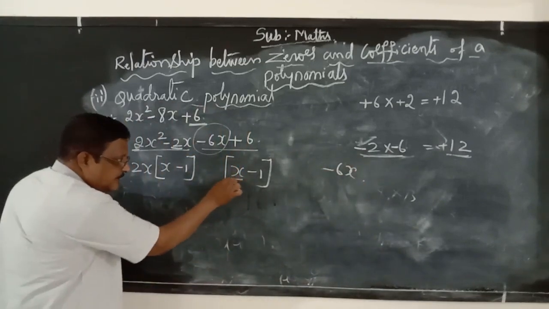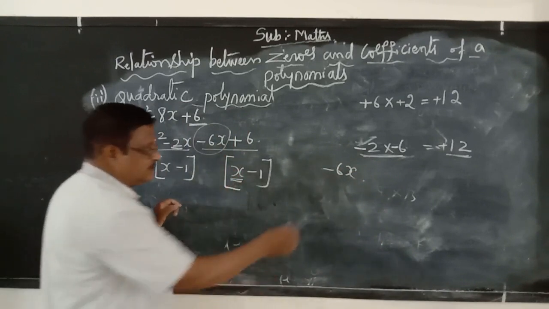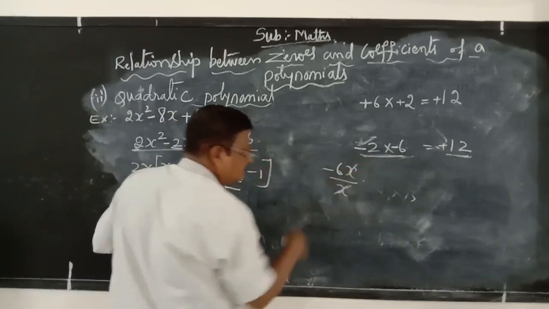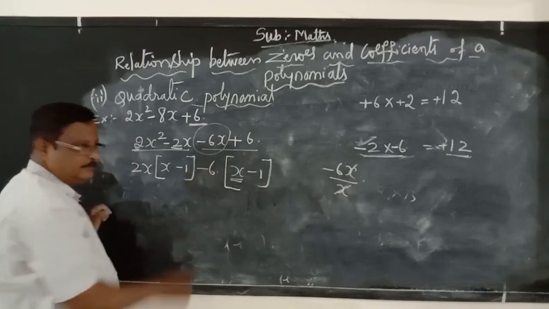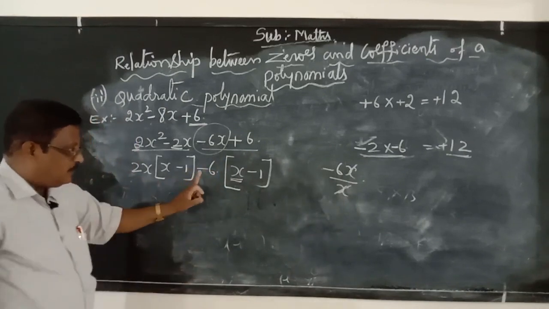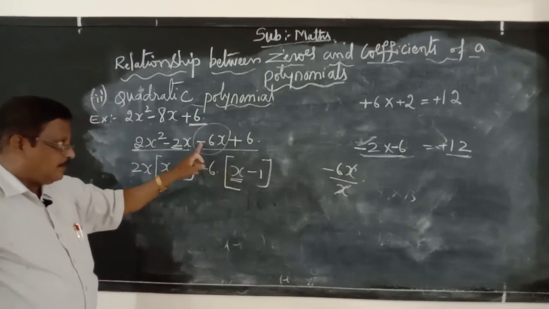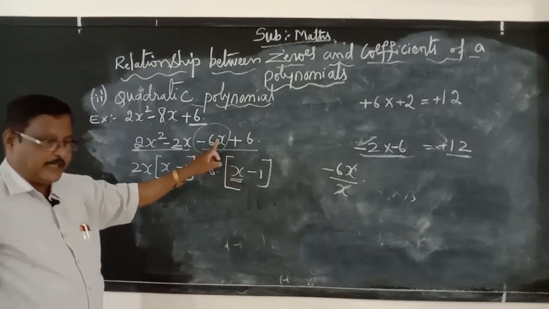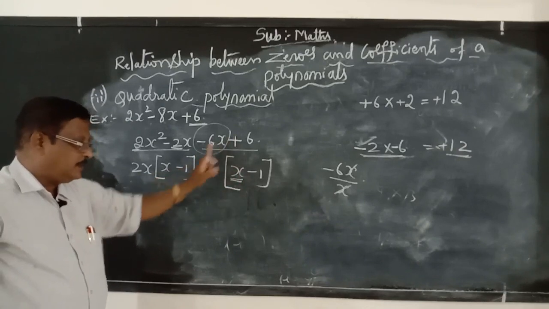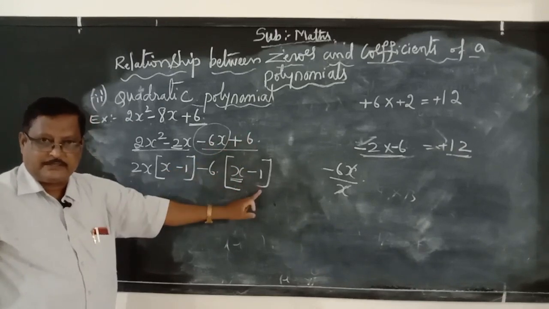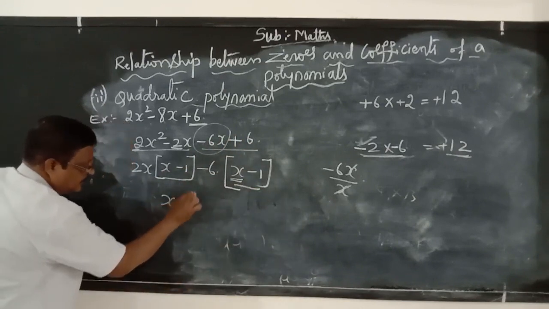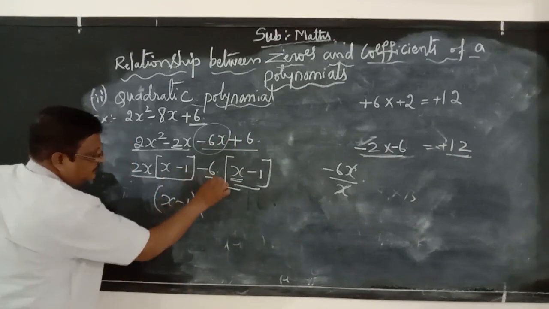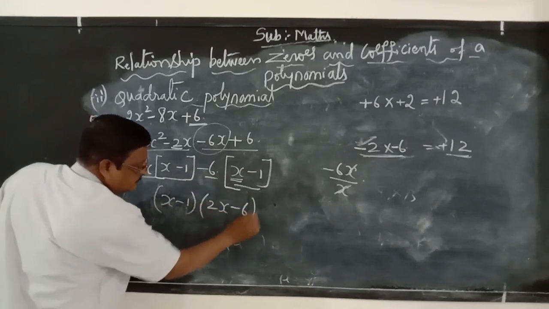Here, inside the bracket, what is there? x is there. You divide by x. Here, minus 6 is the common. You see here, minus into plus, minus 6 into x is minus 6x, minus into minus, plus 6, 1 into 6, as it is. Next, these two brackets are the same, x minus 1, next 2x minus 6.